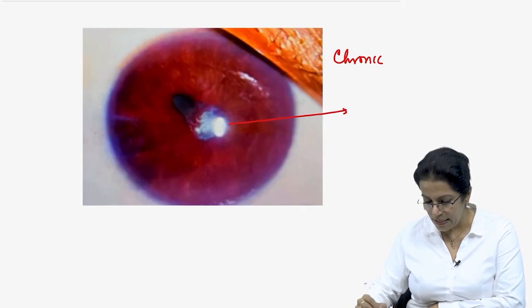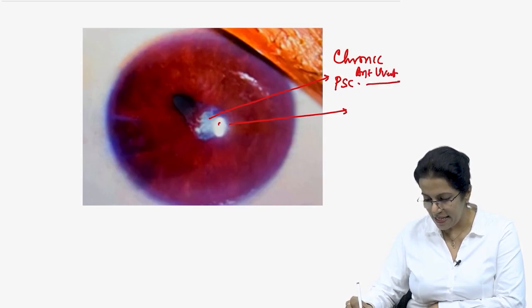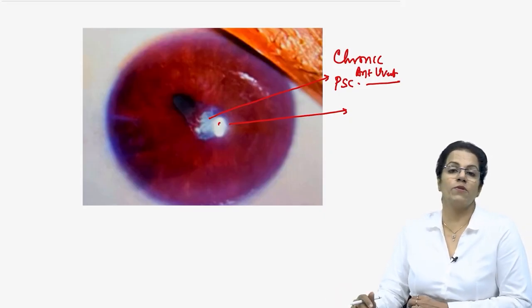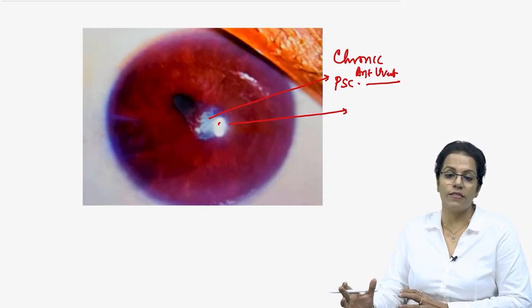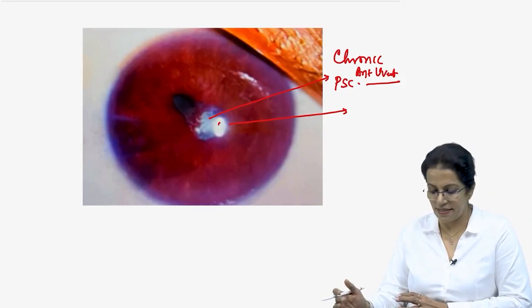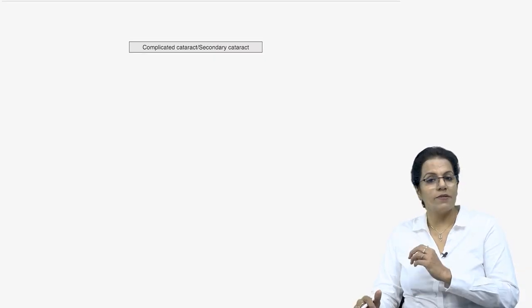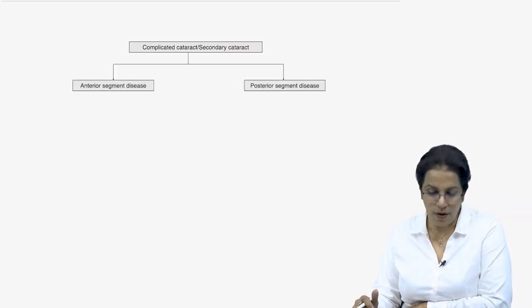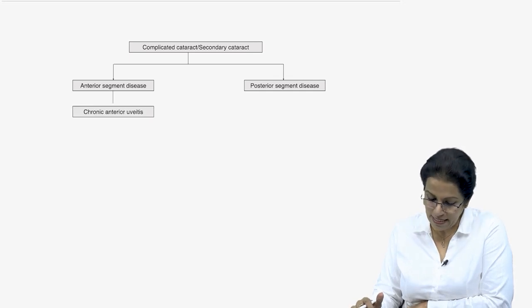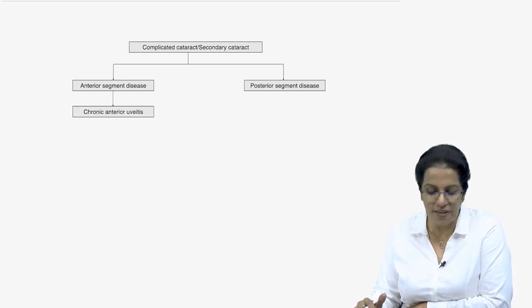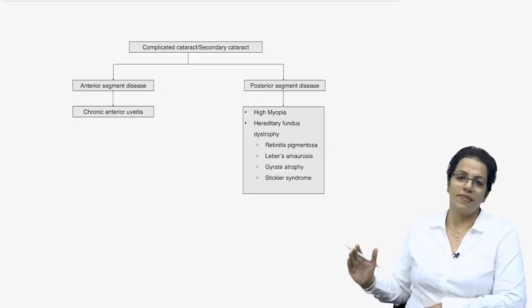You can see the posterior synechia. You can see the cataract behind. This is the light reflex, of course, but this is the cataract behind it. So commonly it is a PSC, and this is chronic anterior uveitis. What you see here is one of the most common anterior segment causes leading to complicated cataract. Then, what are the other causes? One is anterior segment and one is posterior segment disease. In the anterior segment, we talked about chronic anterior uveitis. These are the posterior segment causes.